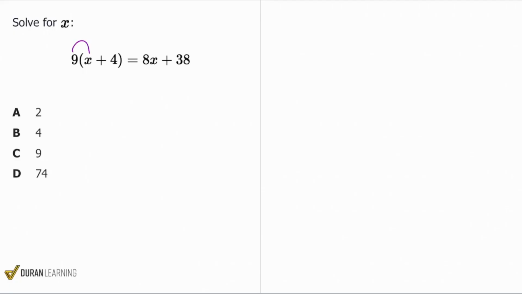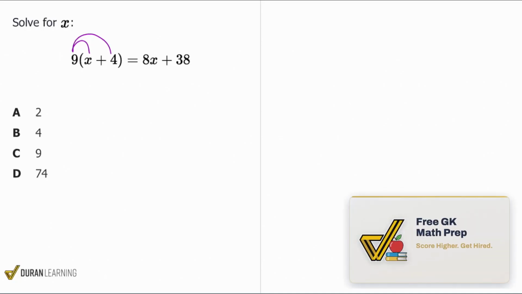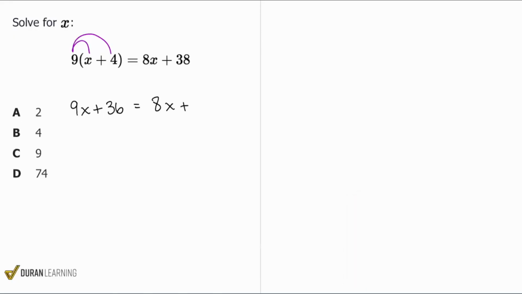And remember, when you distribute, the 9 must distribute to all terms within the parentheses. So first, it's going to be 9 times x, which will be 9x. Then we have 9 times 4, and that will be 36. Then the right side is 8x plus 38.